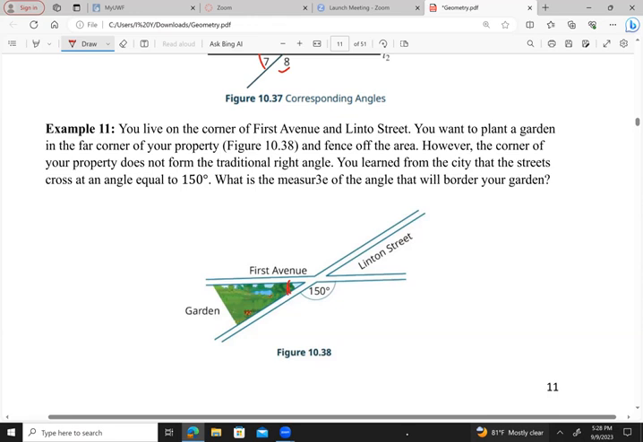So this angle here, which would be the same as this angle here, is supplemental to this angle here. So we're looking at 180 minus 150, 30 degrees.